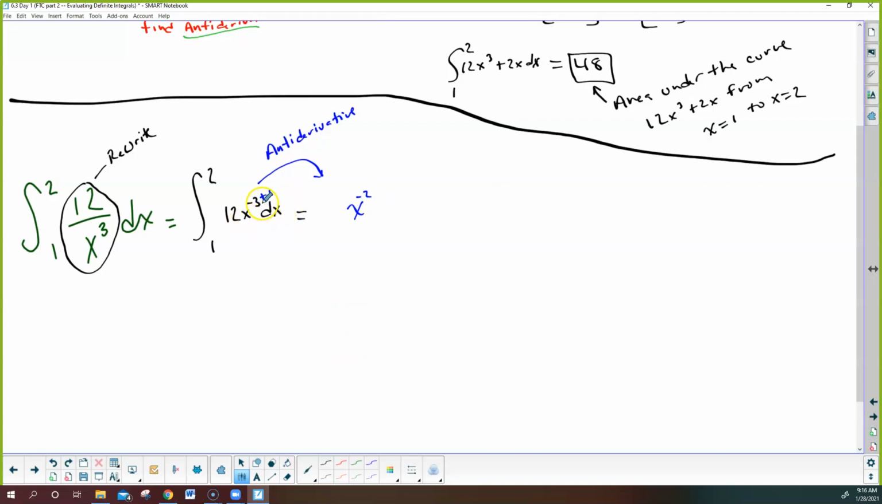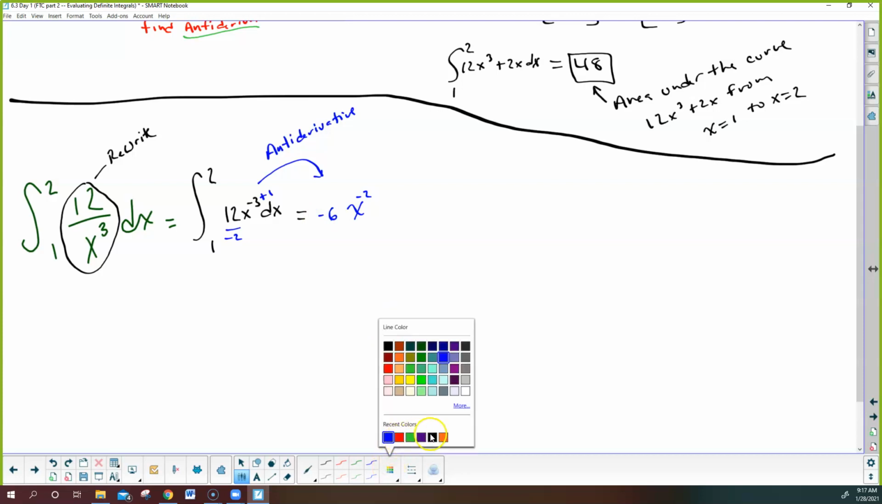Now, this is the way I do it. I say, okay, well, I would have a 12 here, right? But if I put a negative 2 up top, I've got to divide by negative 2. So I put that negative 2 here. And then 12 divided by negative 2 is negative 6. And there's my antiderivative.